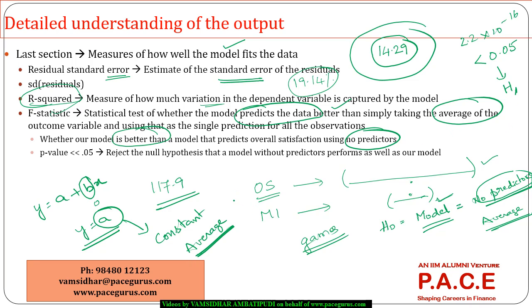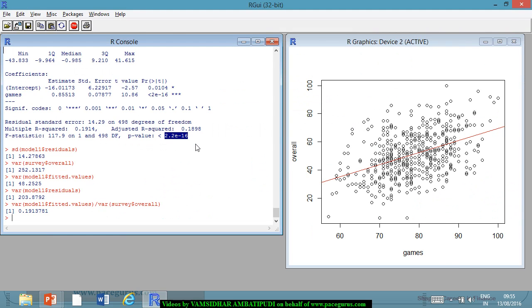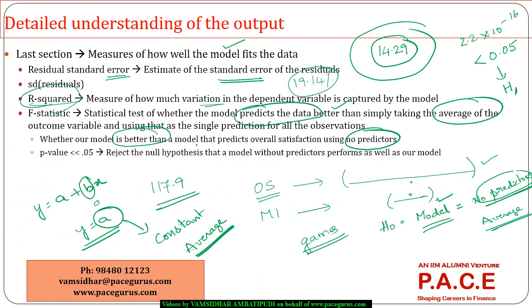So with a p-value less than 0.05, I am rejecting my null hypothesis and my decision is in favor of the alternate hypothesis. I can very well say in this case that the model without predictors is nowhere close to the model we have built with the predictors. So the model with one predictor is better off compared to a model with no predictors. That is the output typically provided by this model.